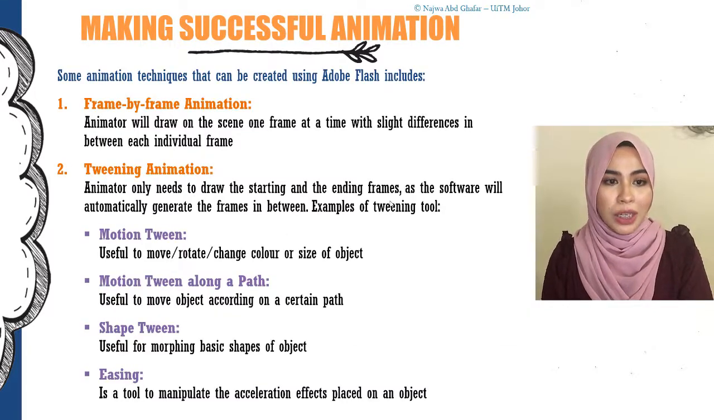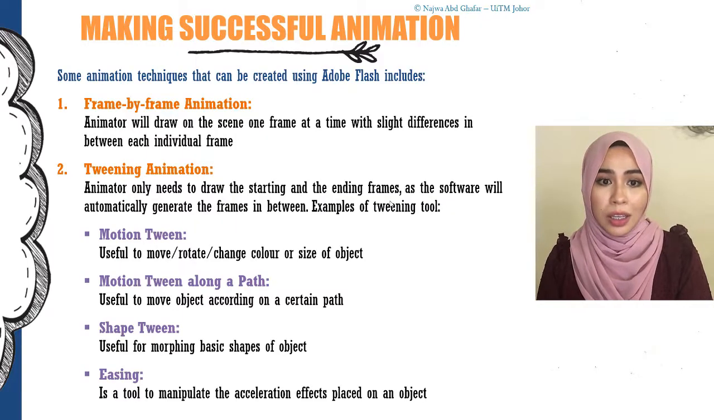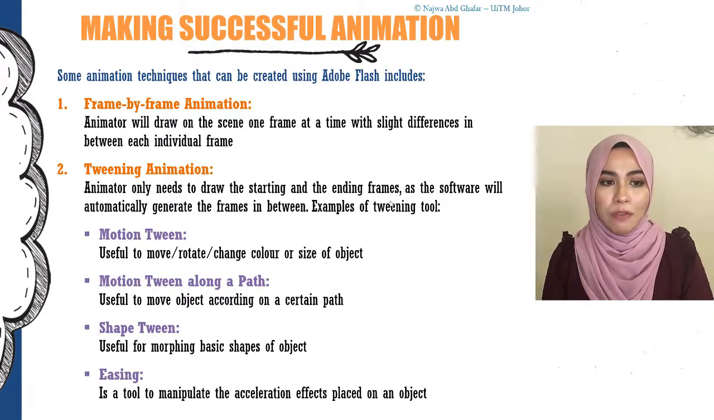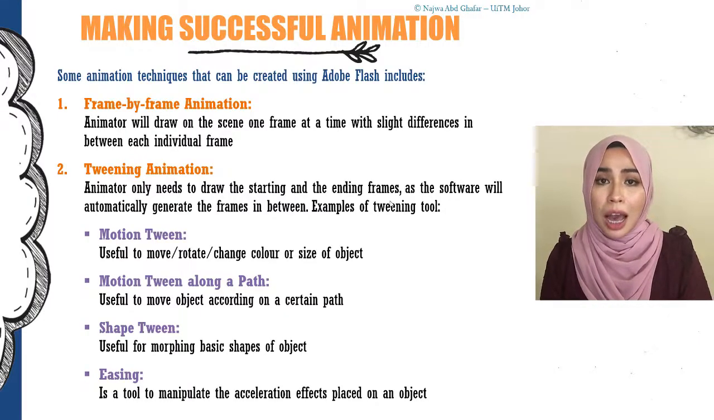To create animation, there are a few techniques that can be used inside Adobe Flash. The first type of animation we have is frame by frame animation. How it works is that the animator will draw on the scene one frame at a time with slight differences in between each individual frame.